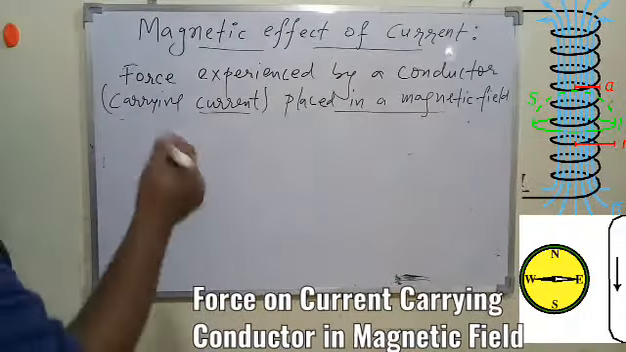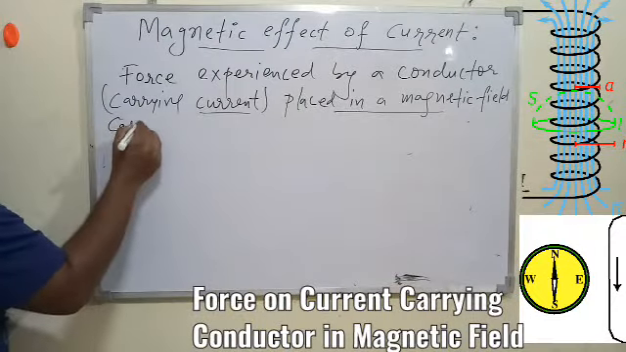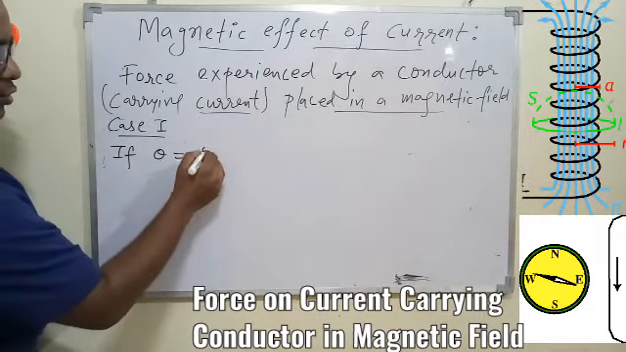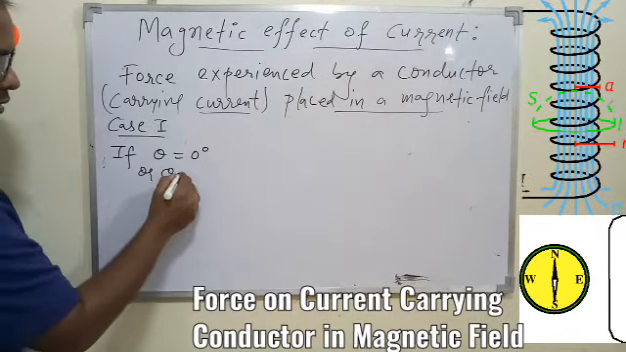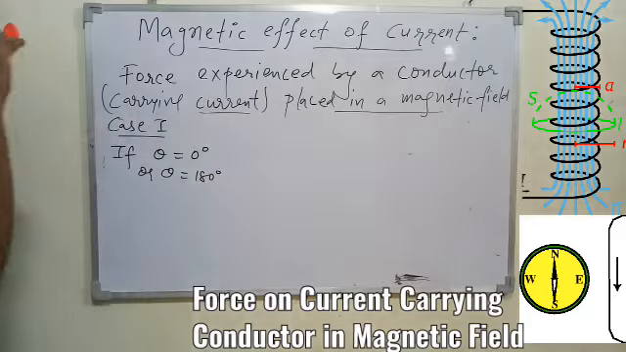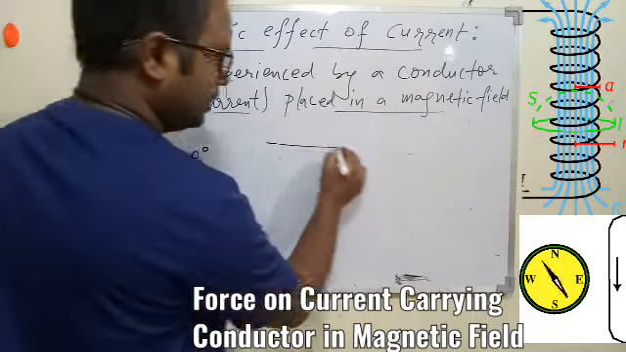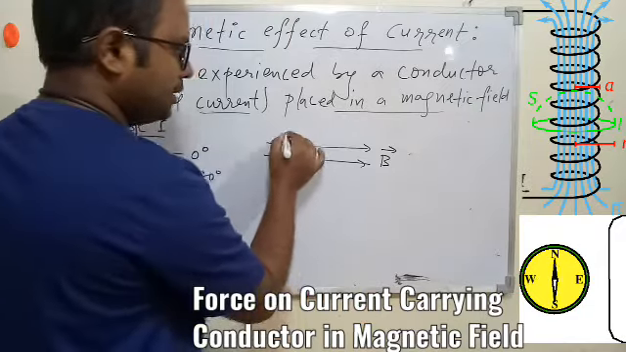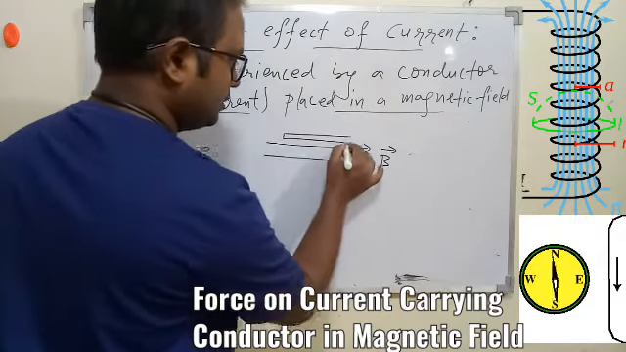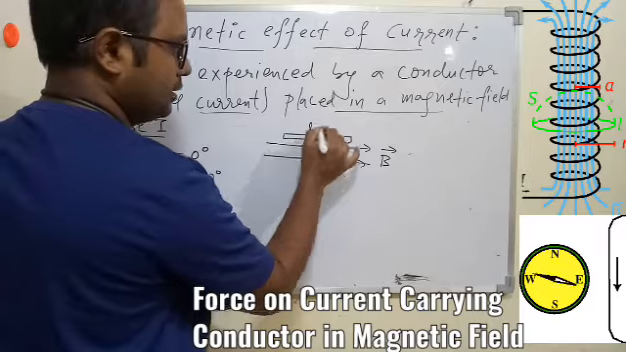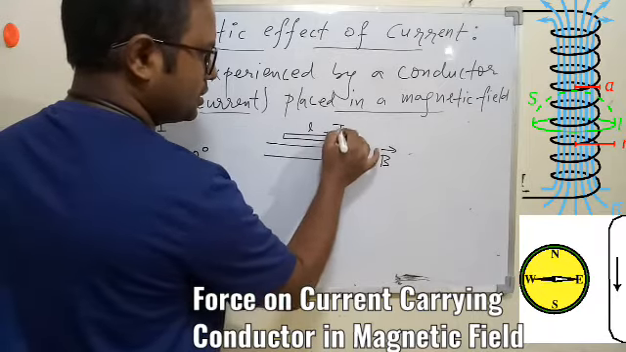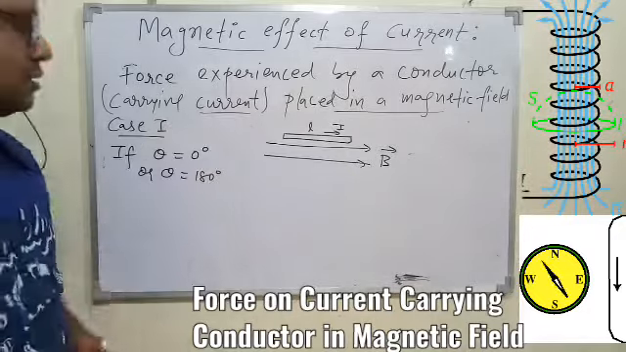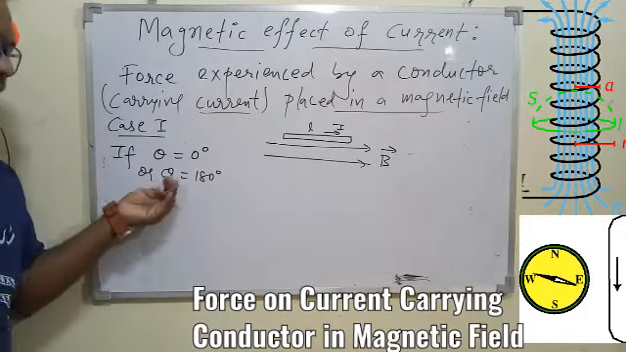Okay, so different cases we can say. Case 1: if theta is 0 degree or theta is 180 degree. So it is understood, if the magnetic field is in this direction and the conductor is placed parallel to this, such that the current I is flowing through this conductor. So in this case we can say theta is 0 degree or theta is 180 degree.